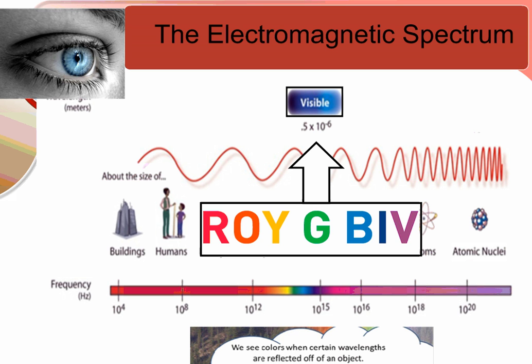Visible light includes the colors of the rainbow, and the wavelengths range from approximately 700 nanometers to 400 nanometers. Red light, which has the longest wavelength, is just after infrared radiation. Violet light, which has the shortest wavelength in the visible range, is just before ultraviolet light.